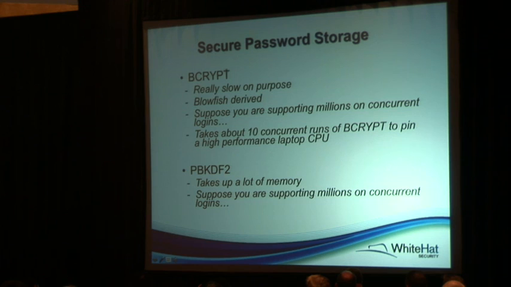There's bcrypt or scrypt. It's really slow on purpose. It's derived from Blowfish, so some organizations that have NIST standard requirements can't use this, but that's fine. And this is also potential denial of service. It takes about 10 bcrypt rounds that run at the same time to pin even a high-performance CPU.